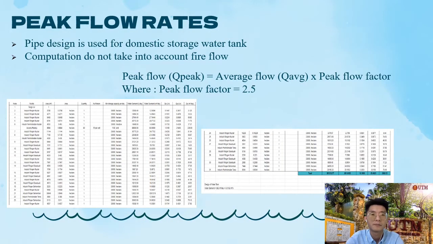Next, the peak flow rates. The pipe design is used for a domestic storage water tank. The computation does not take into account fire flow. Below is the equation of the peak flow, Q peak, while the bottom part is the result.